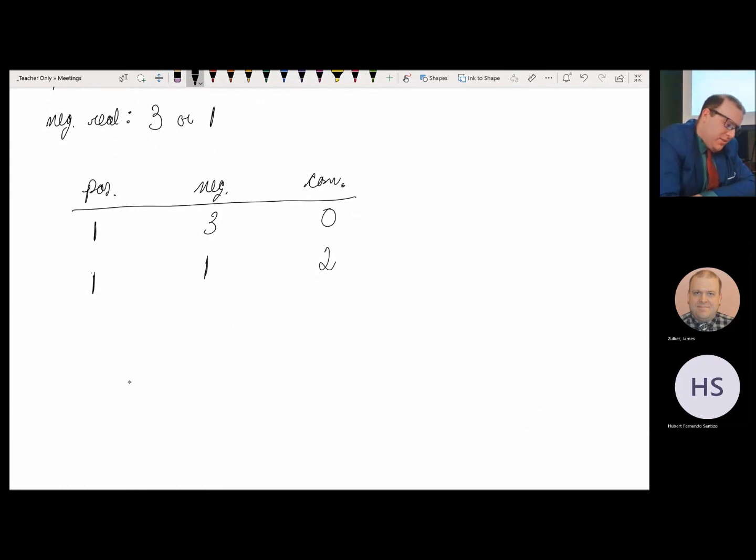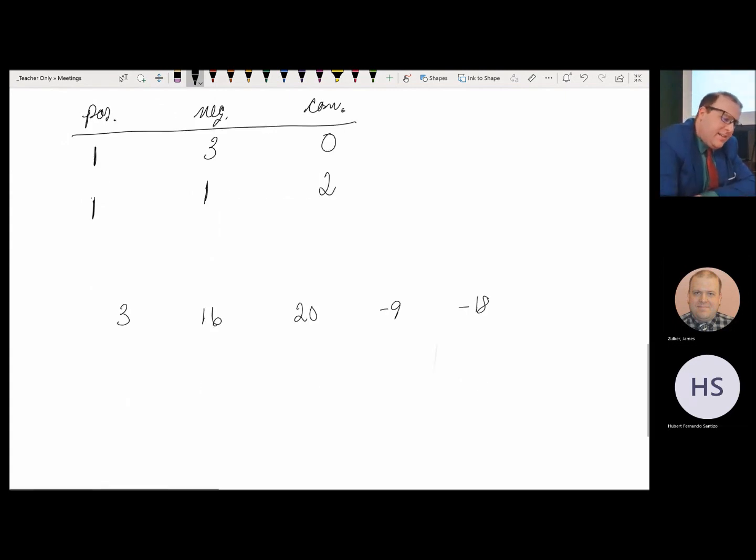Set up the synthetic division. Coefficients 3, 16, 20, -9, -18.